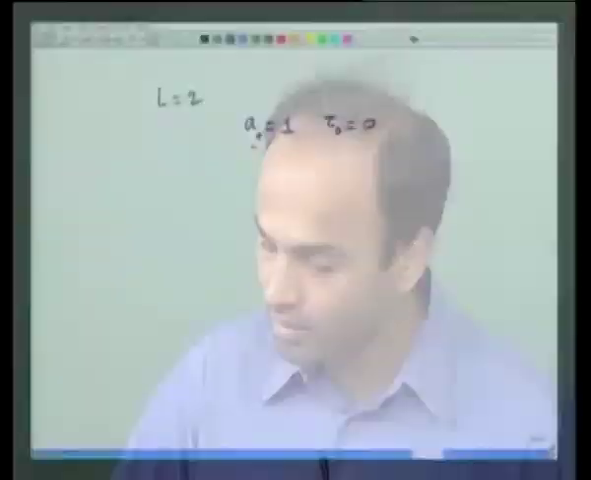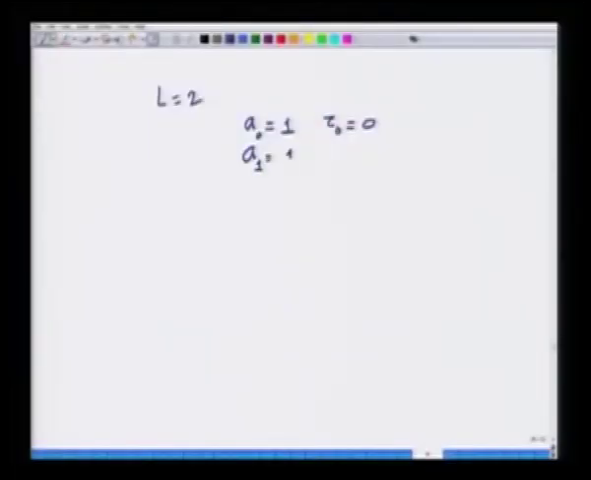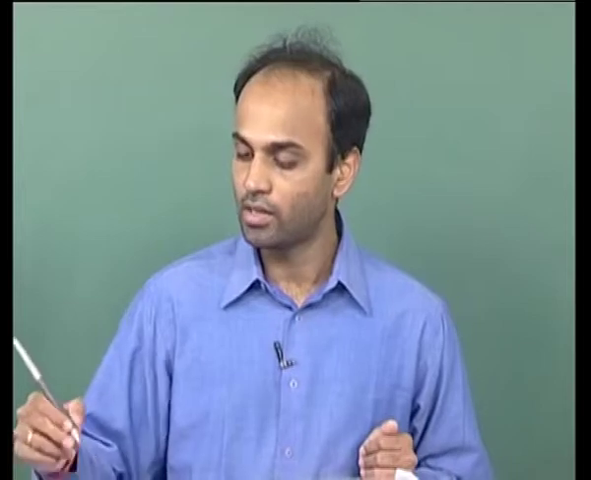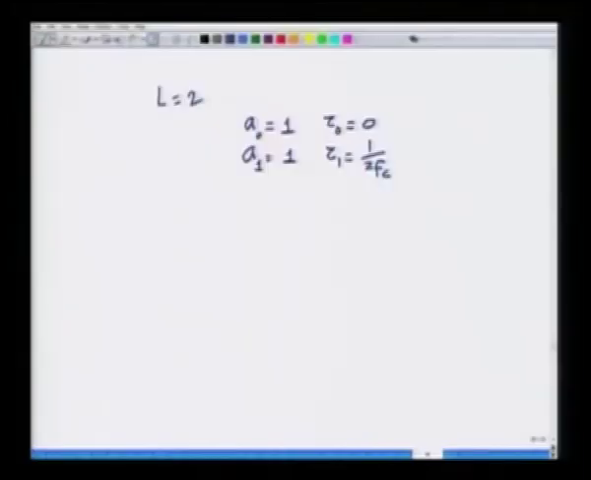Let me look at another example. Let me consider another path where A1 is also equal to 1, that is there is no attenuation or amplification for the first path. However, the delay of the first path is 1 over 2 Fc. So, there are two paths in this wireless channel. One is the direct path, which has an attenuation of 1 and delay of 0, and another path which also has an attenuation of 1, but a delay of 1 over 2 Fc.